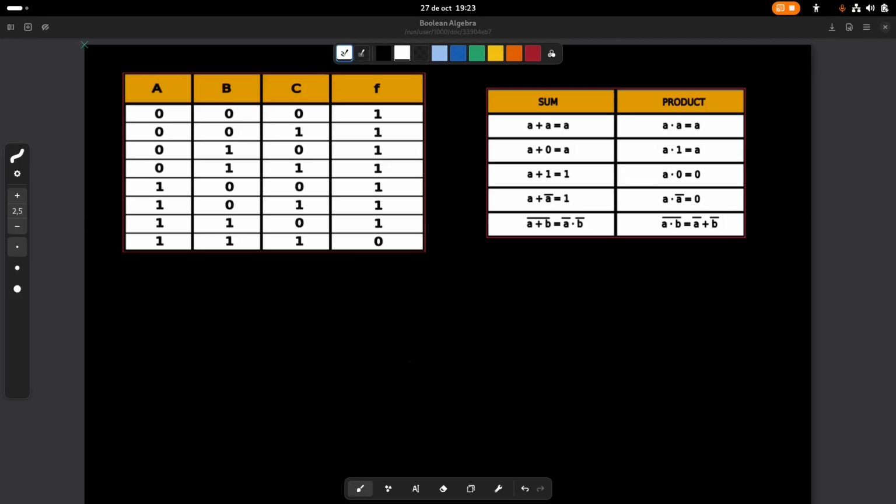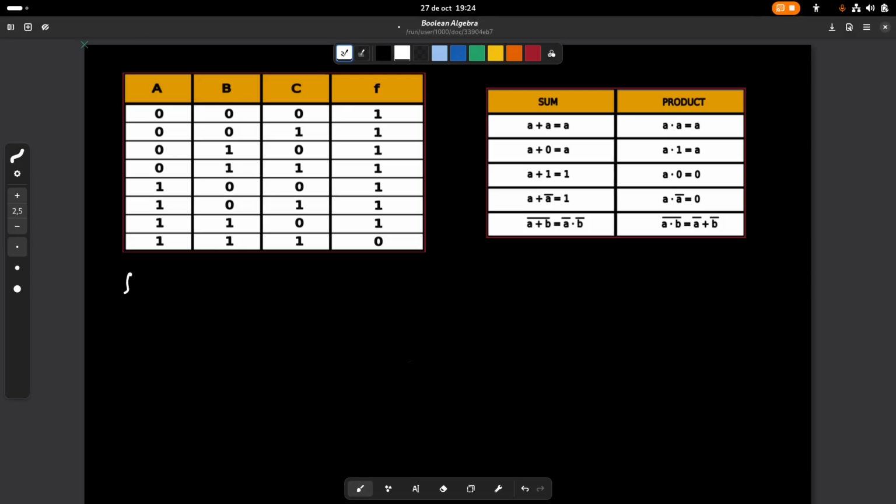In today's video, we have a truth table on the left of the screen, and we are going to get the logical function. In the first case, we are going to get the function as a sum of products, and in the second case, we are going to get the function as a product of sums. After getting the logical function, we are going to minimize it by means of the Boolean algebra properties. Okay, so let's begin.